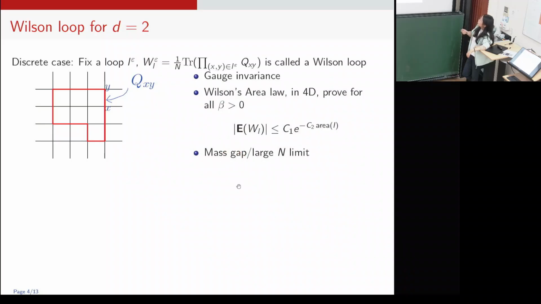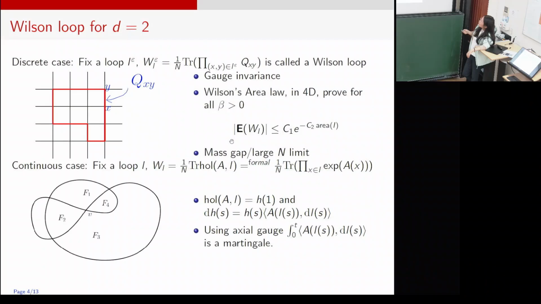But for the higher dimensional case, we can ask the same question, but there are still a lot of unknown questions. And for the continuum case, we also have this Wilson loop. For the continuum Wilson loop, here we just draw an example of this loop. So it means, for example, we start from this vertex V, and it goes along this way.